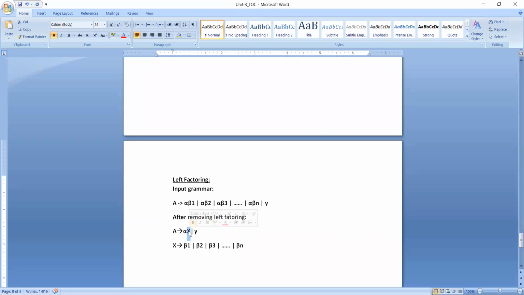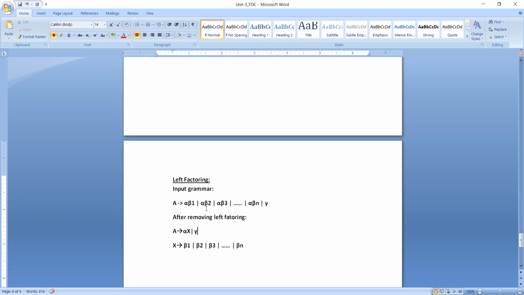So here I have introduced a new variable called capital X, and this gamma is going to come straight away. Why? Because this gamma does not start with the same symbol alpha. So that's the reason why this production will be rewritten like this. And now we need to specify what this capital X is. So this capital X refers to beta 1, beta 2, beta 3, and so on up to beta n. Understand?